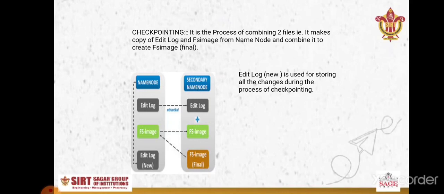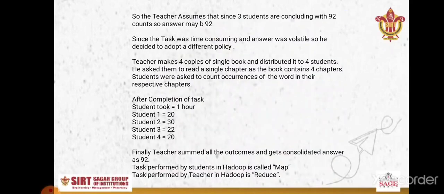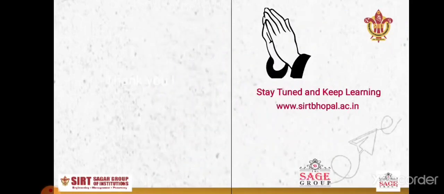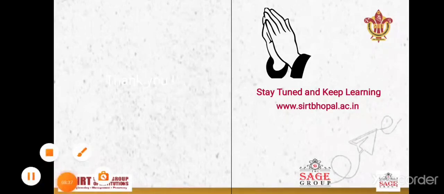Now why is it done? It is done by the secondary name node so as to keep a copy of the data. For example, if in any particular situation the name node gets halted or corrupted, then the secondary name node will be there to provide all the data. So this is the main task of checkpointing, which is done by the secondary name node. I hope this point is clear to all. In our next lecture, we will again see with an example what MapReduce is and how it works with Hadoop. Thank you.